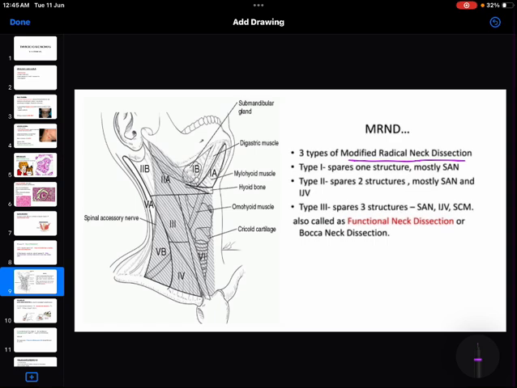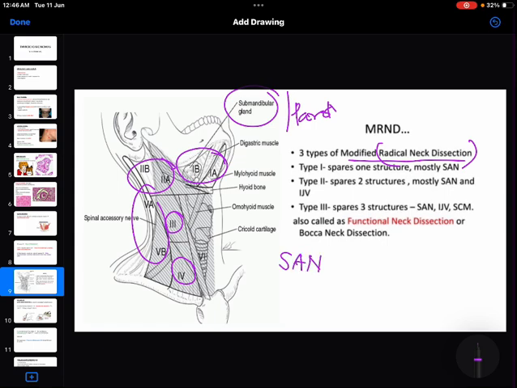Then first we have to see what is radical neck dissection. In this radical neck dissection, we remove all the 1 to 5 nodes, level 1, 2, 3, 4, 5. These nodes are removed along with the submandibular and parotid gland. It doesn't end here. It also removes the spinal accessory nerve, sternocleidomastoid and internal jugular vein. Everything is removed in radical neck dissection, and this patient had many complications post-op.